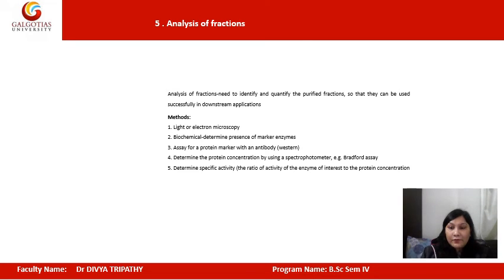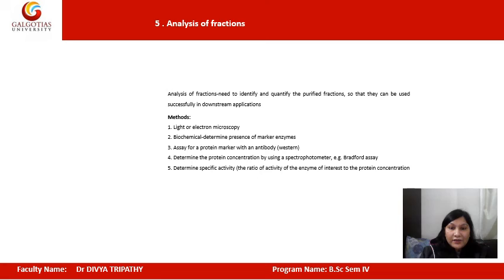The last step of cell fractionation is analysis of fraction. The analysis of fraction is needed to identify and quantify the purified fraction so that they can be used successfully in downstream applications. The methods are light or electron microscopy. Biochemical methods are used to determine the presence of marker enzymes, and assays for protein markers with an antibody. This technique you will learn in the third module of this course.